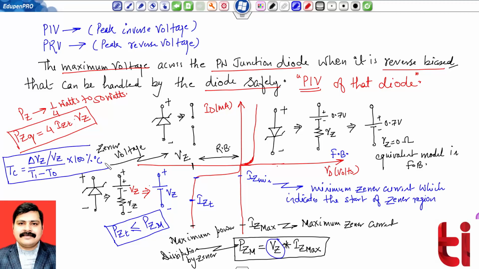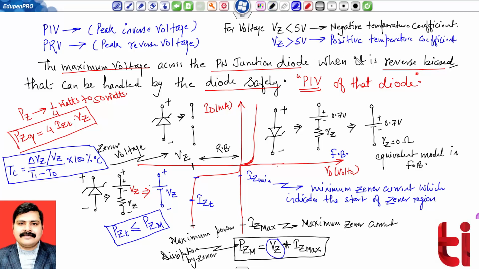This is the temperature coefficient of Zener diode, where delta Vz is the variation in the Zener voltage. Vz is the normal Zener potential at my room temperature. T1 is the temperature of new level. T naught is my reference temperature level. And the general outcome is, when Vz is less than 5 volt, then there will be a negative temperature coefficient. So Zener diode will have a positive temperature coefficient when Vz is greater than 5 volt.